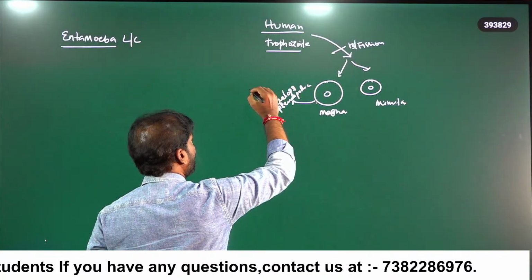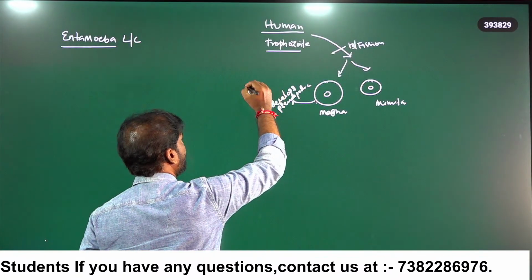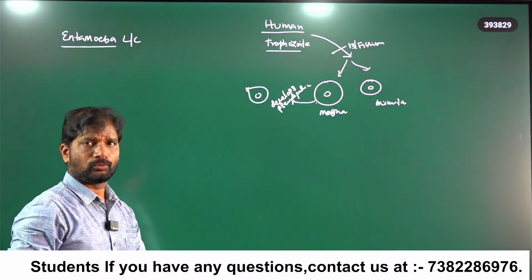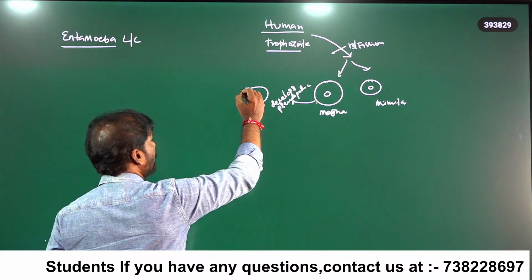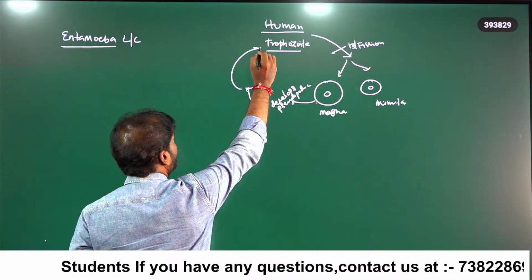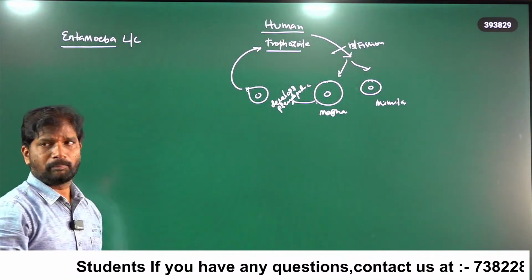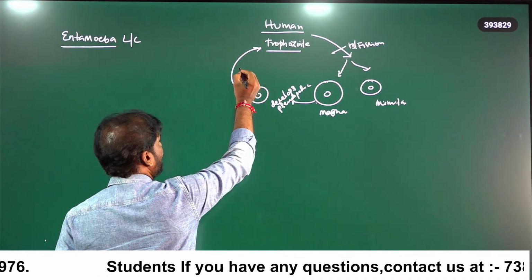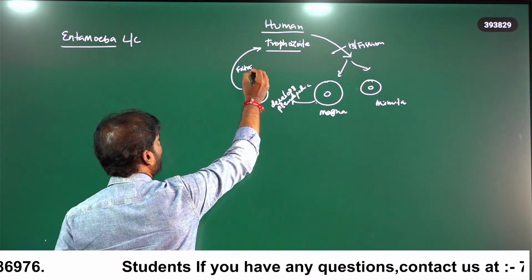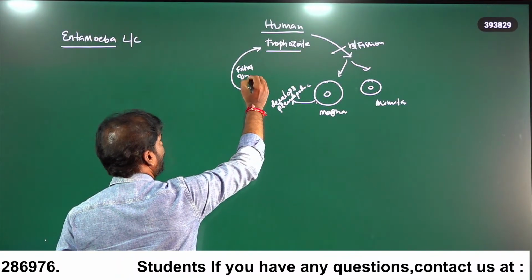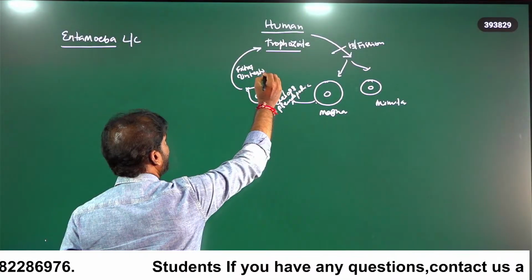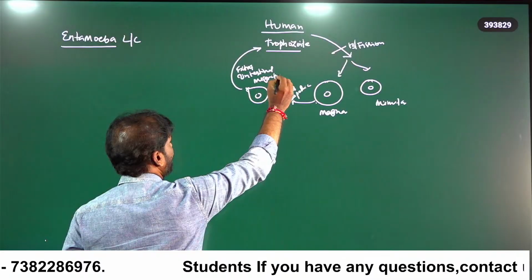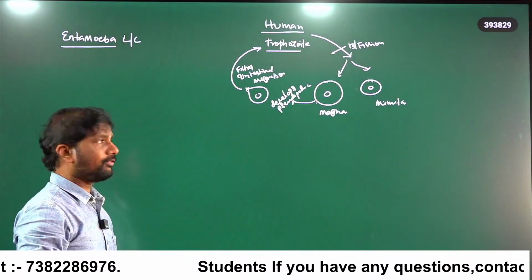Okay, so here it develops the pseudopodia and enters into the same person's intestine. Right now, it exhibits extra-intestinal migration. So what does extra-intestinal migration mean?